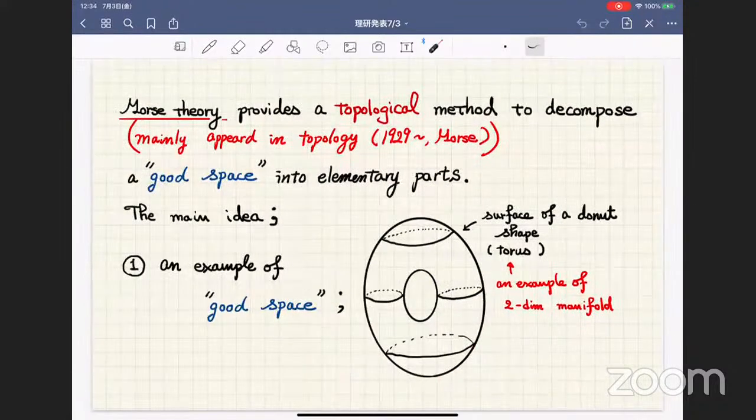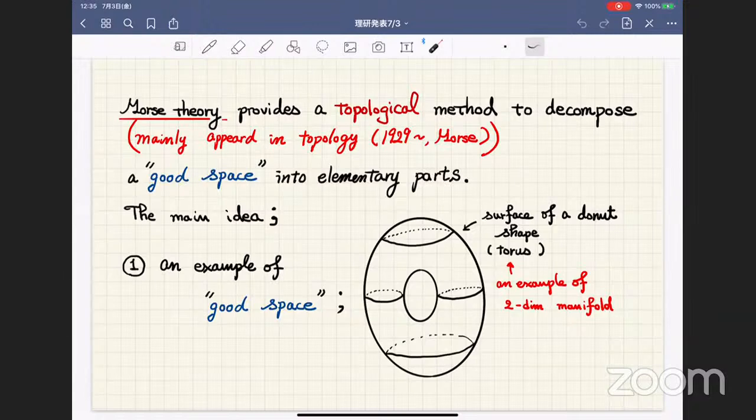Today I would like to explain what Morse theory is. Morse theory mainly appears in topology. It has been studied since 1929 by Morse, and Morse theory provides a topological method to decompose a good space into elementary parts. So today I would like to explain the main idea of Morse theory.